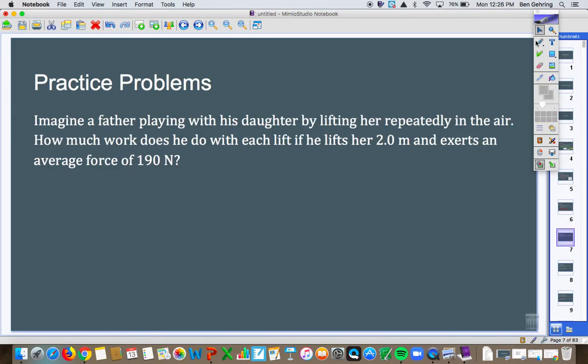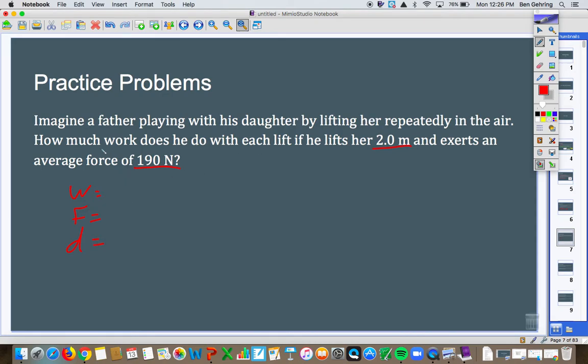Okay, so let's use this. Here's a practice question. Imagine a father playing with his daughter by lifting her repeatedly in the air. How much work does he do with each lift if he lifts her 2.0 meters and exerts an average force of 190 newtons? So underline what you know, and then we have work, force, and distance, or we can say work, mass, acceleration, and distance.